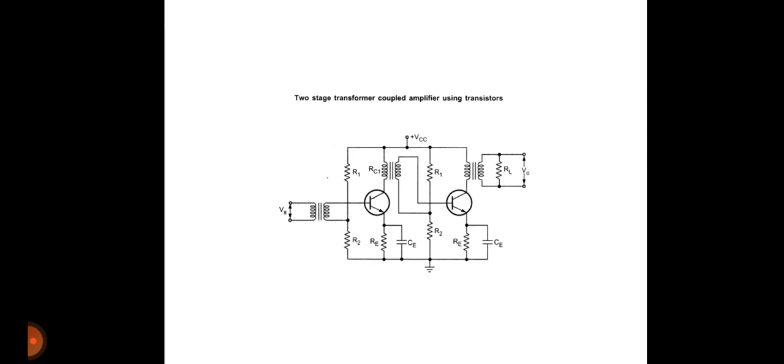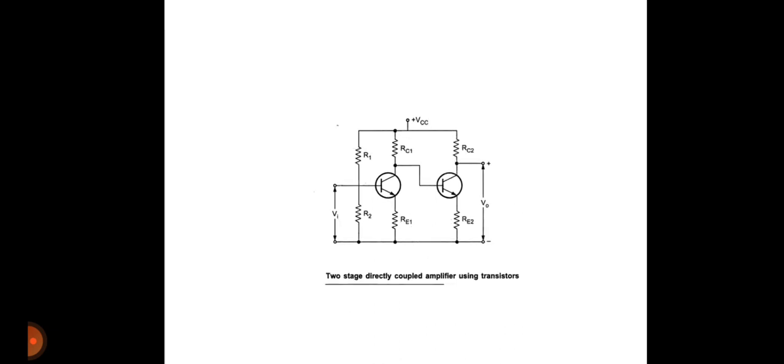We know that a transformer blocks DC and allows AC. Therefore it does not affect the Q point of the second stage. Next, what are the advantages of the transformer coupled amplifier? It provides excellent impedance matching and high power amplification. What are the disadvantages? Transformers are costly. Also, the frequency response is poor. These are the disadvantages of the transformer coupled amplifier.